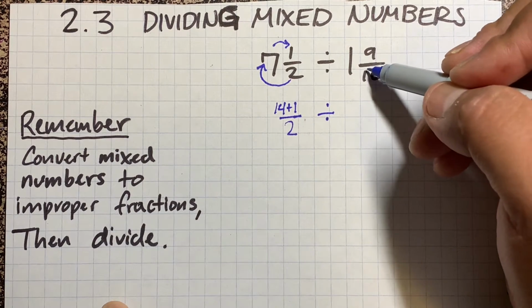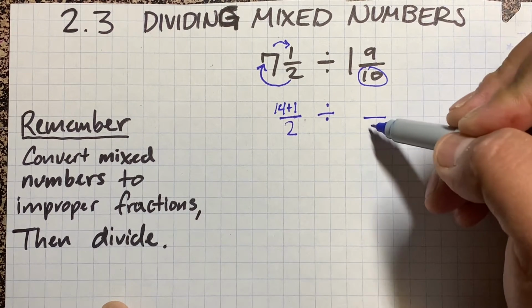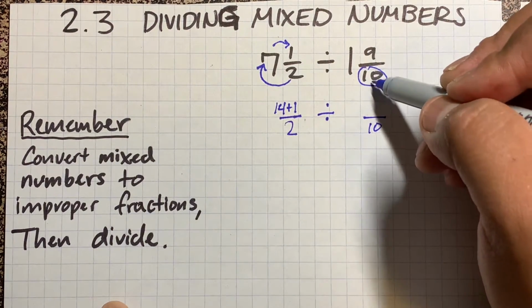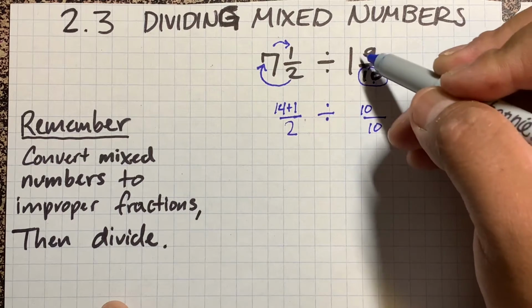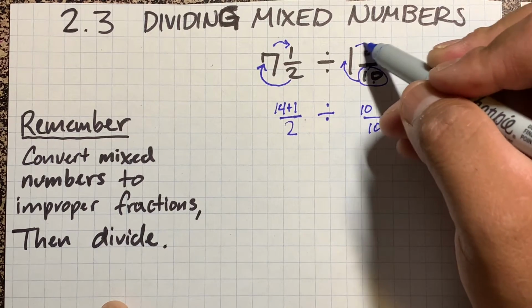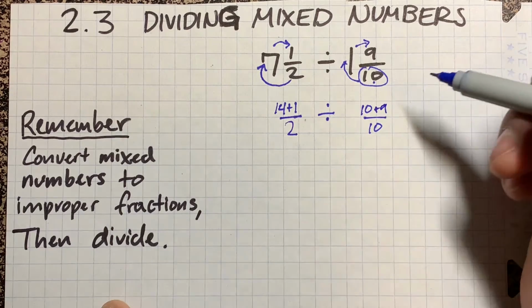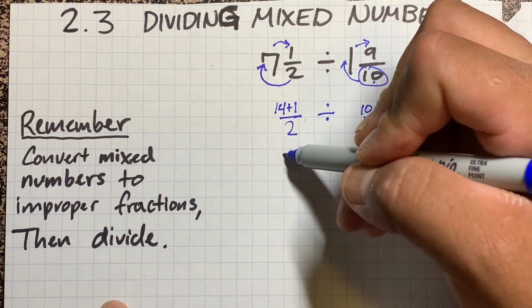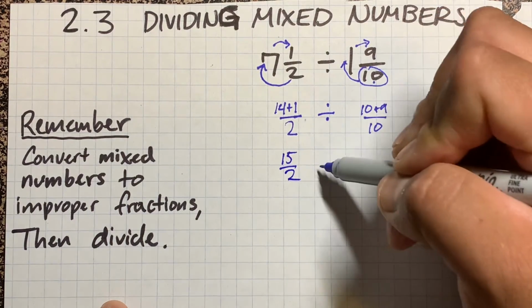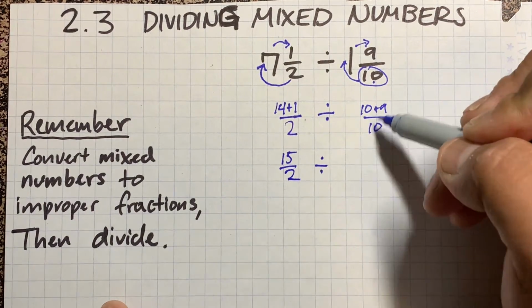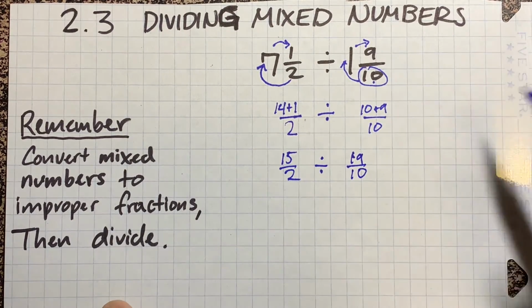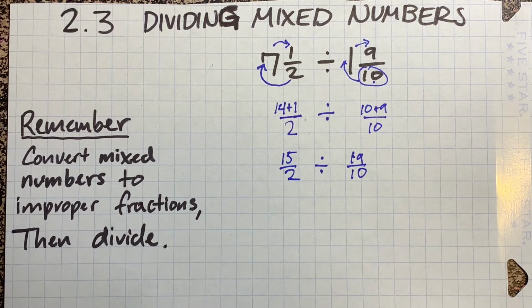Since the denominator is 10, your denominator is 10 here. Now again, 1 times 10 is 10, and then 10 plus 9 again here. So then when you go ahead and add, 14 plus 1 is 15 over 2, and 9 plus 10 is going to be 19 over 10. So we did the first step of converting the mixed numbers into improper fractions.